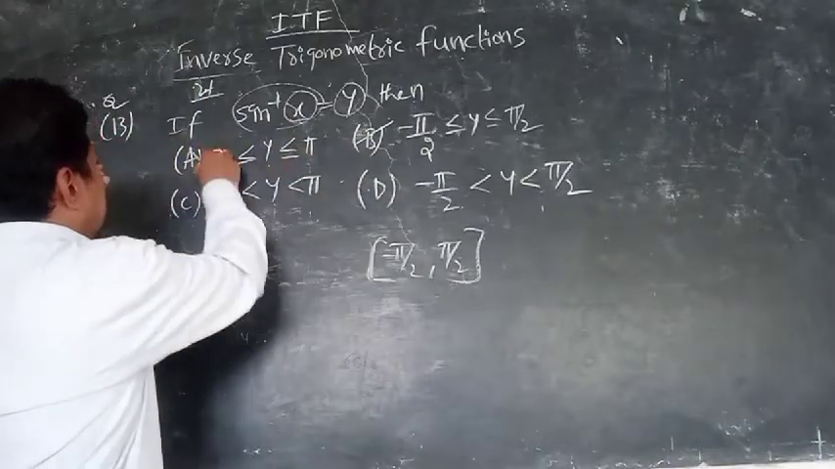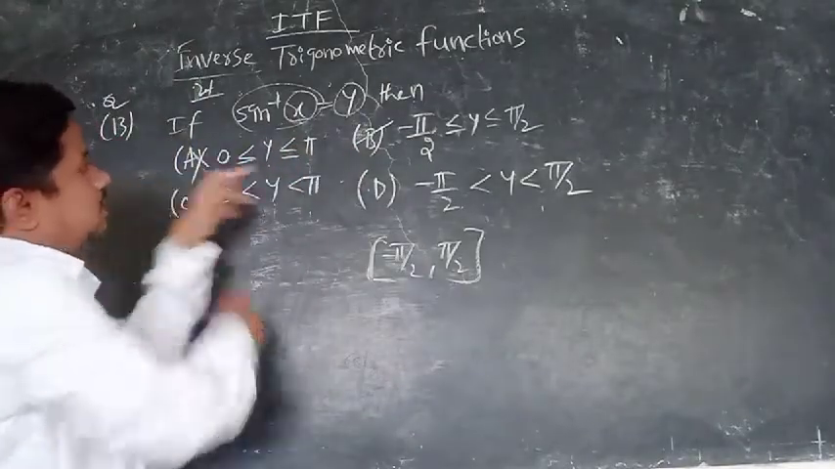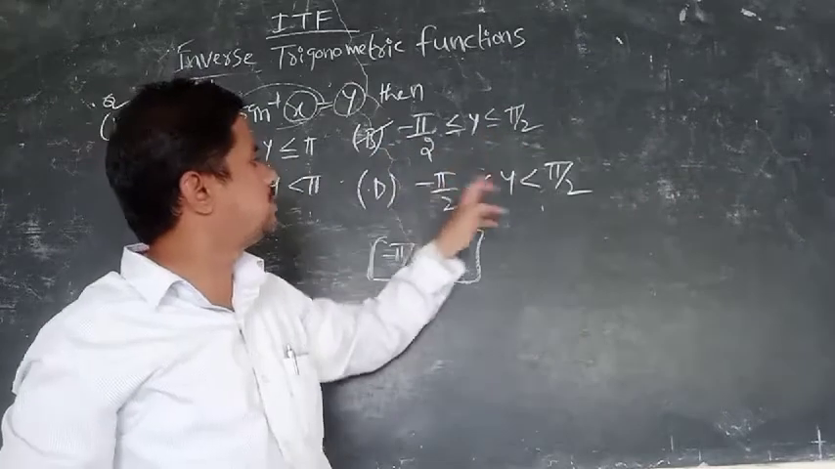0 to pi, this is option 1. Minus pi by 2 to pi by 2, minus pi by 2 to pi by 2.